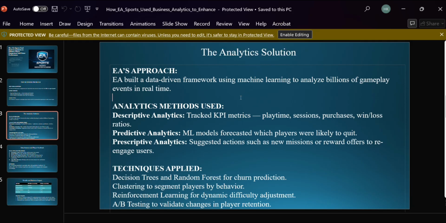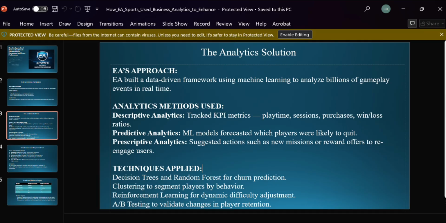EA developed a three-level analytic framework: descriptive, predictive, and prescriptive analytics. First, through descriptive analytics, they tracked in-game metrics like playtime, win or loss ratio, game mode preferences, and in-app purchases. This gave them a clear view of what was happening with player behavior.